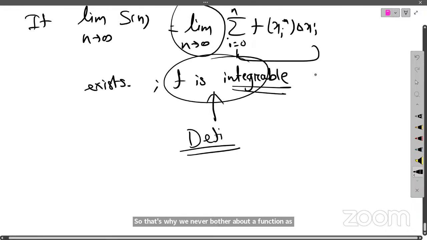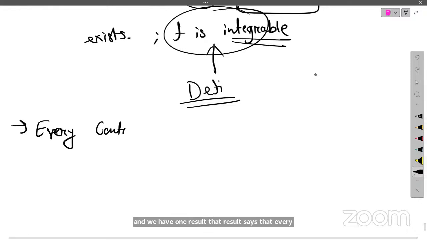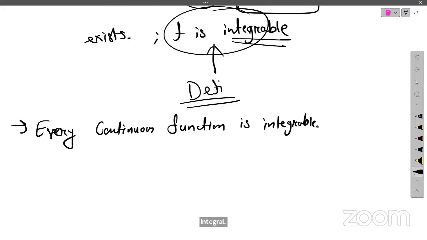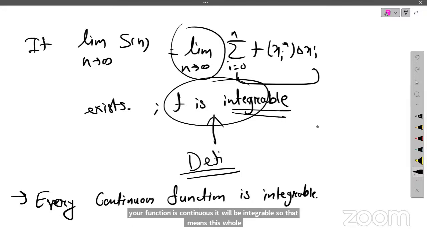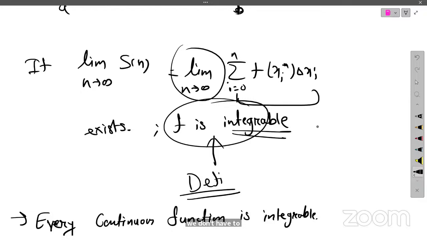We know that we have one result. That result says that every continuous function is integrable. So we always use this: if a function is continuous, it will be integrable. That means this whole complex limit will exist, so we don't have to bother about first partitioning, then computing the area of each rectangle, and then finding the limit. It's a very hectic process.